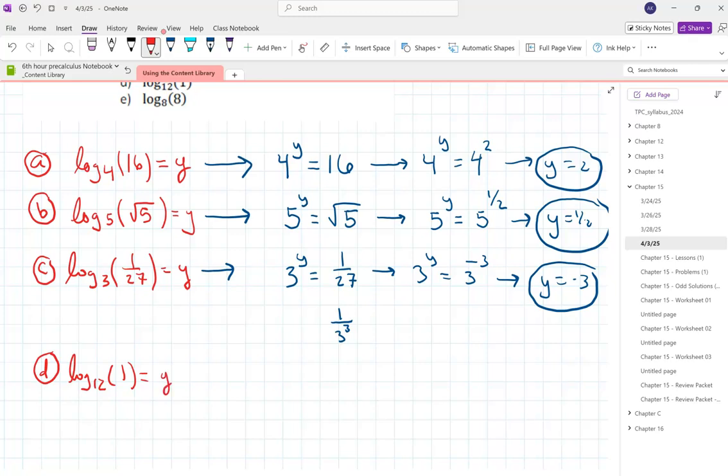So the next one is log base 12 of 1. So again, we rewrite it as 12 to the y is equal to 1. And oh, well, I know this. What does y have to be? 0, right? Because I know any non-zero number to the 0 power is equal to 1. 0 to the 0 is indeterminate. That's worse than undefined.